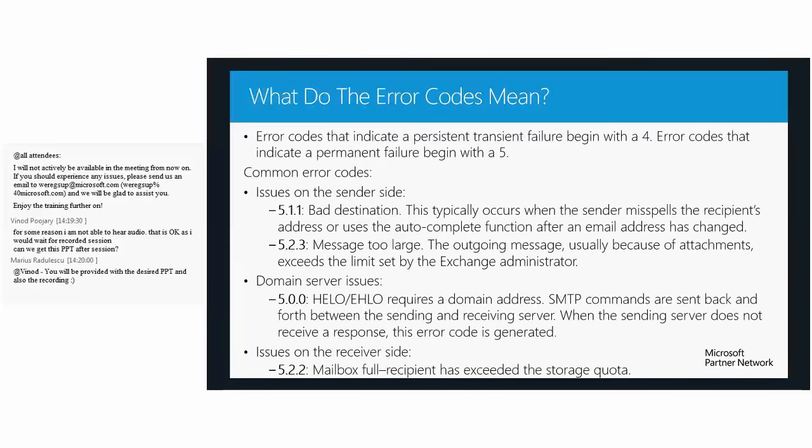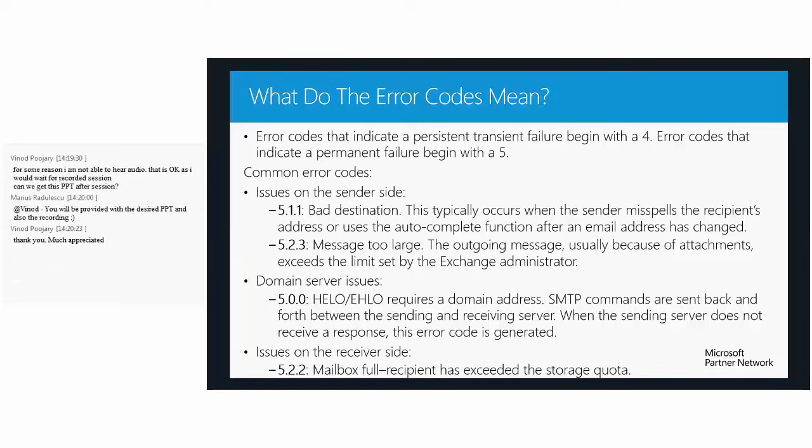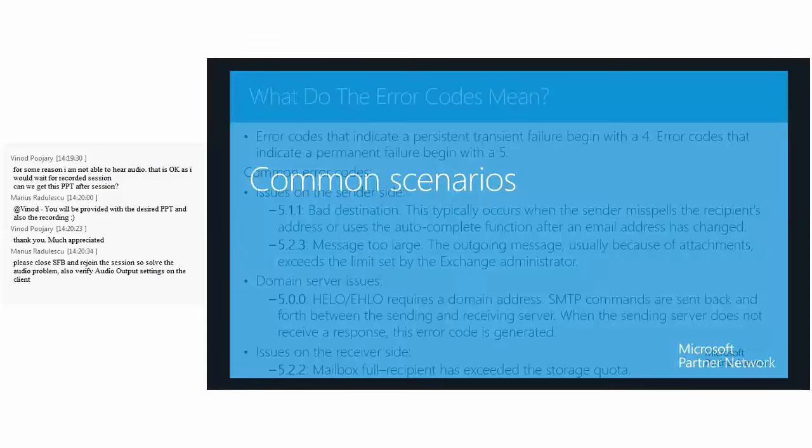I have also pasted here some of the most common error codes that we have seen, for example, 5.2.3 when the message is too large. Some organizations have enabled larger messages to be received, whereas other organizations do not accept such messages. But if you look for the exact error code on the internet, and we have also pasted here a TechNet article, you will find exactly what the problem was and how to fix it.